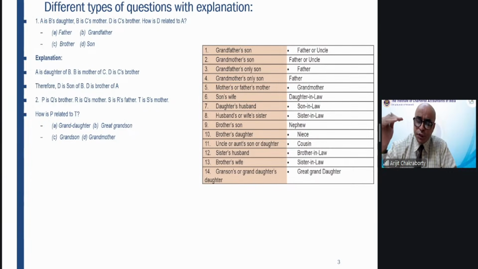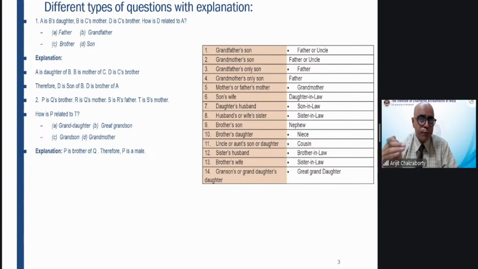So multiple generations of people are involved in this particular example. The question therefore is, how is P related to T? So I'm sure you have got the right answer. Let us see the step-by-step explanation. Firstly, as I mentioned, P is brother of Q. That means they are the same siblings, same generation. And it is given that P is the brother, that means P is male.